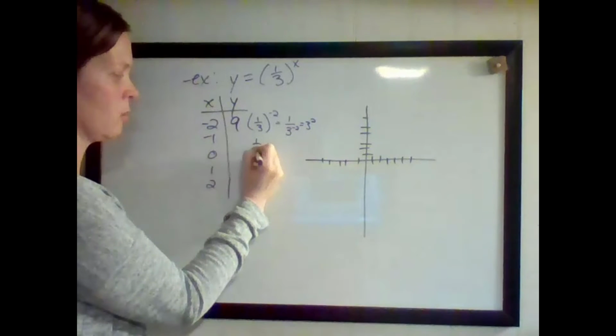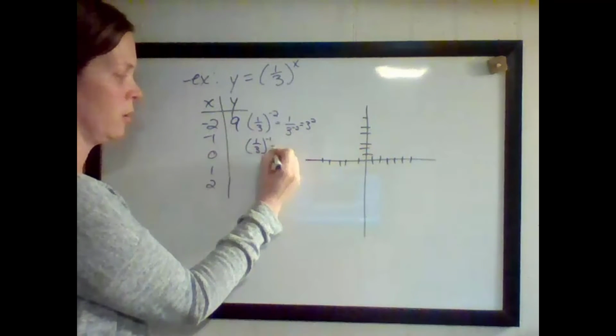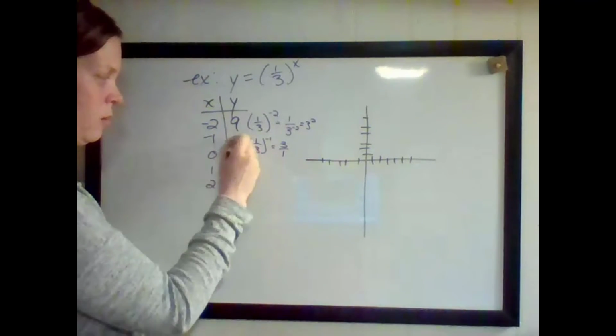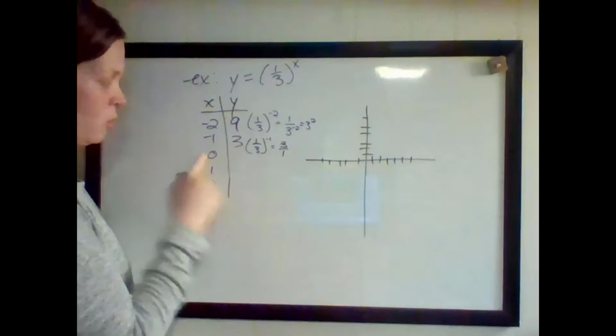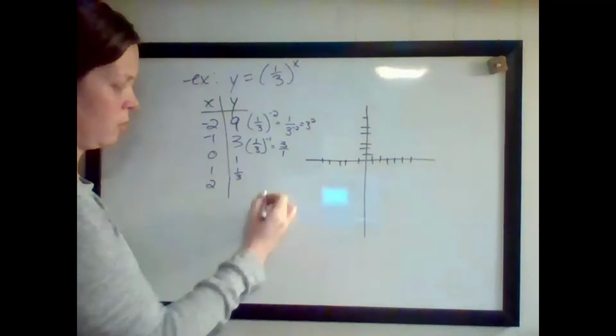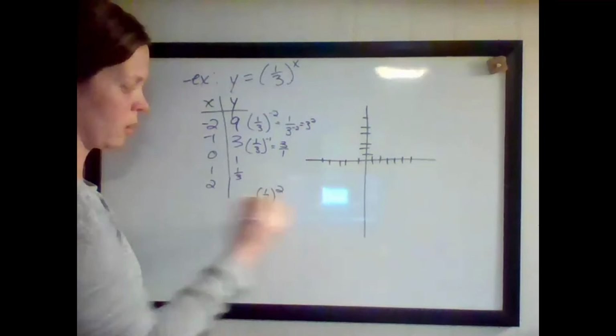You can kind of imagine 1/3 to the negative 1 power. It's kind of like we're just flipping upside down. This is going to be 3 over 1 to the 1 power, 3. Anything to the 0 power is 1. 1/3 to the 1 power is 1/3. 1/3 squared, that should be 1/9.